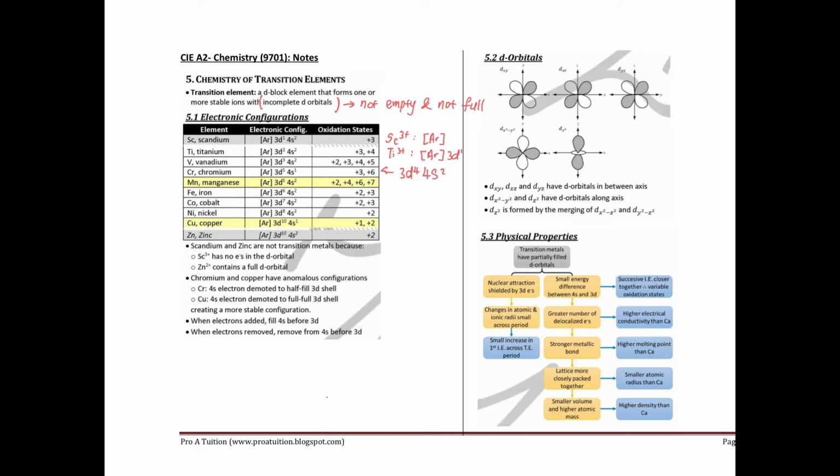You can see here, chromium and copper have anomalous configuration. That means they have special configuration. So chromium, which is supposed to have 3d4, what happened is the 4s electron is demoted to the 3d to make a half-filled 3d shell. The reason that they do so is to be more stable. And now let's move on to the next one, manganese, 3d5 4s2. So the trend continues actually, only chromium is a bit special.